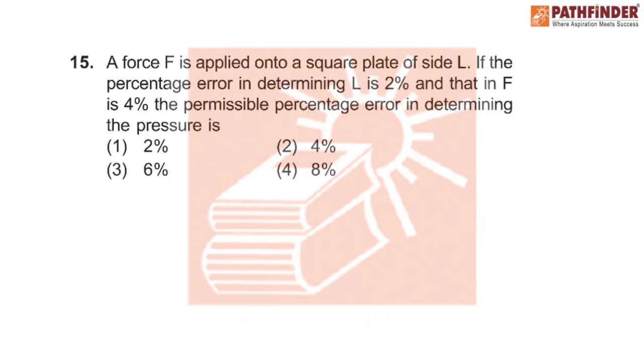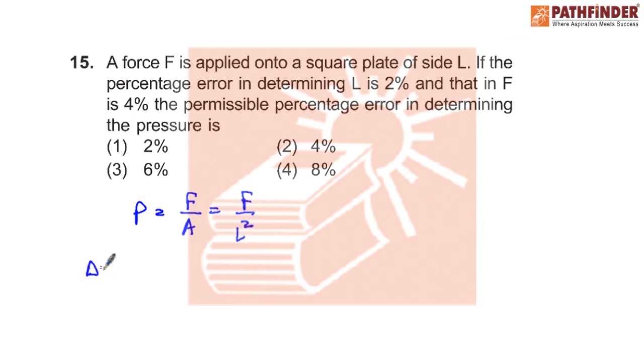Now we have another problem here. The problem is a force applied on a square plate of side L. If the percentage error in determining L and that of F is 4, then determine the error in pressure. Now you see, pressure, as you know, is force by area, and area here can be crudely written as L square.